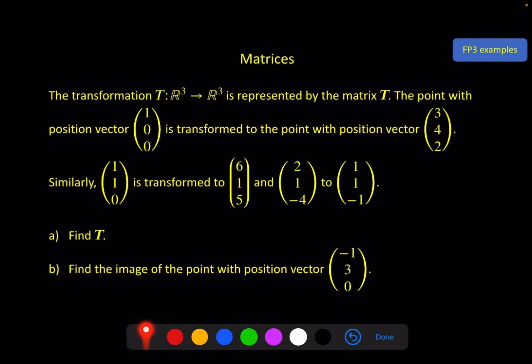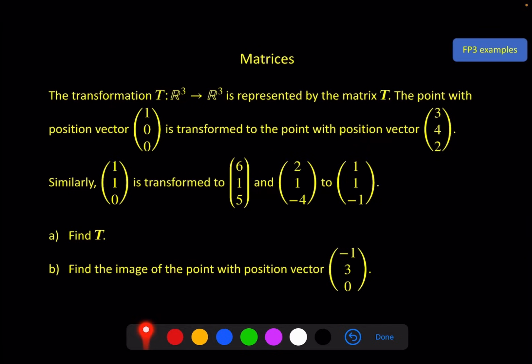Second example. Transformation T transforms 3D space to 3D space using the matrix bold T. The point with position vector this is transformed to this. So T is having the effect of changing this vector into this vector. Similarly, T is changing this vector into this vector, and this vector into this vector. Find T.